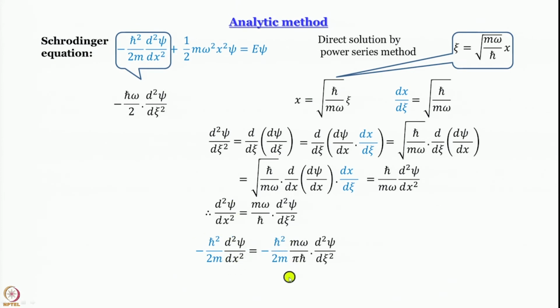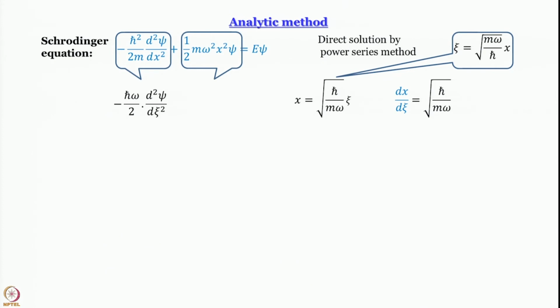So, minus h cross square by 2m multiplied by m omega by h cross d2 psi d xi 2 gives us minus h cross omega by 2 d2 psi d xi 2, right. That is what we have written here. So, we have worked out the first term on the left hand side of Schrodinger equation in terms of not x but xi.